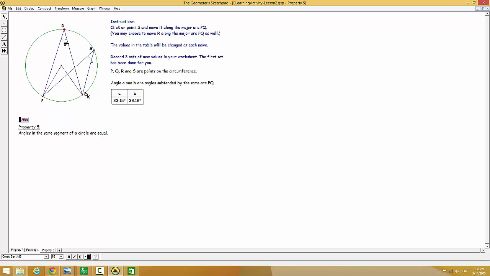If I put it this way also, PRQ, PSQ, my angle still remains the same at 33.18, no matter where I shift the point. Same thing also if I shift this point, as long as you start at P and Q, it will be the same angle no matter where I shift it, like this. And that is properties 3, 4, and 5 of circle properties.